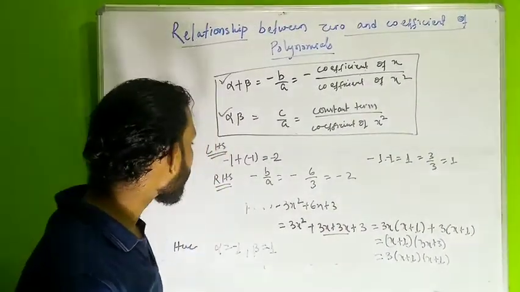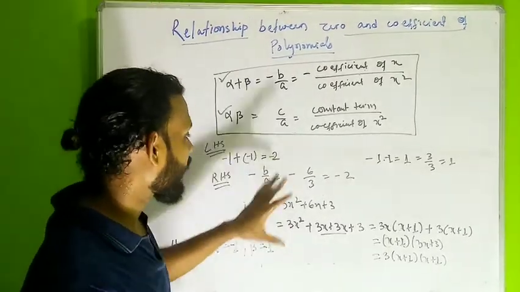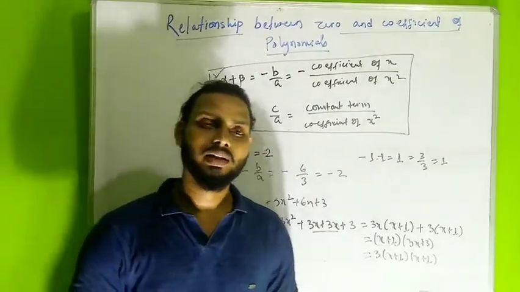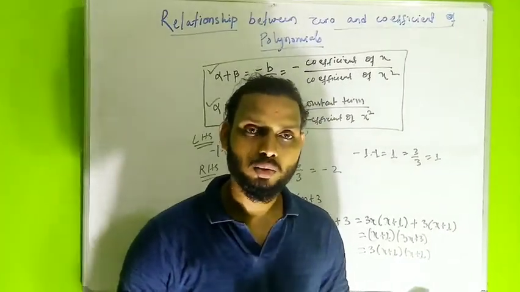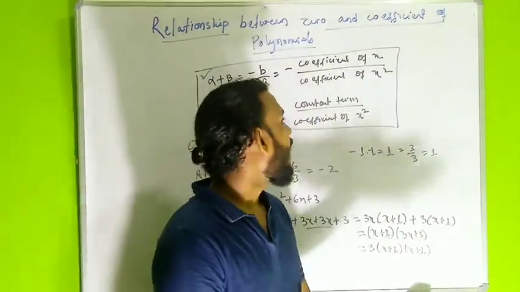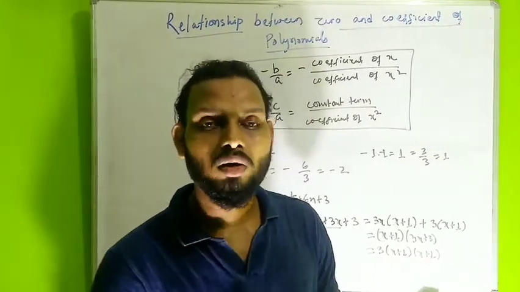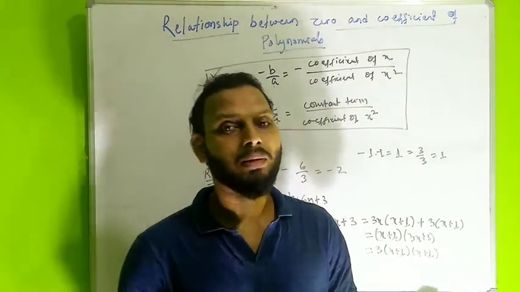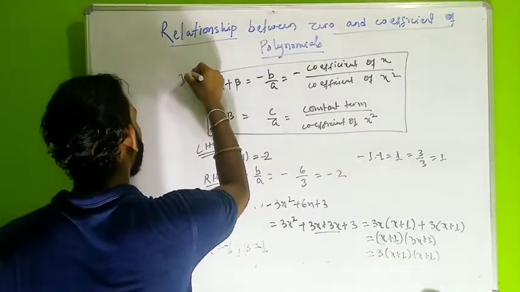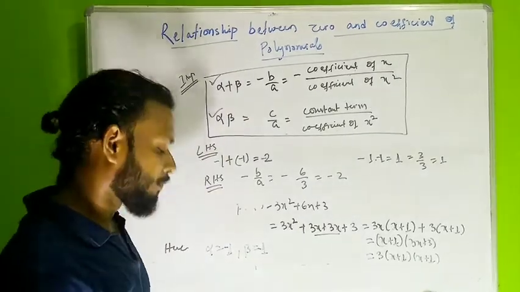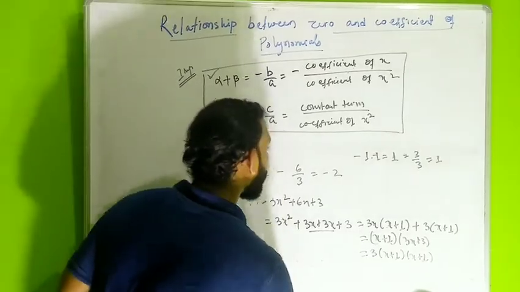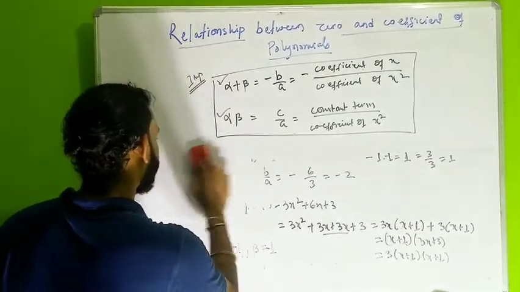Fine. So I can say, yes, it is verified that if alpha and beta are the zeros of the quadratic polynomial, then alpha plus beta, the sum of the two zeros, will be equal to minus coefficient of x by coefficient of x square, and the product of these two zeros will be equal to the constant term divided by the coefficient of x square. So it is actually an important thing for you guys. Now we will consider the next question to see the necessity of this relationship.